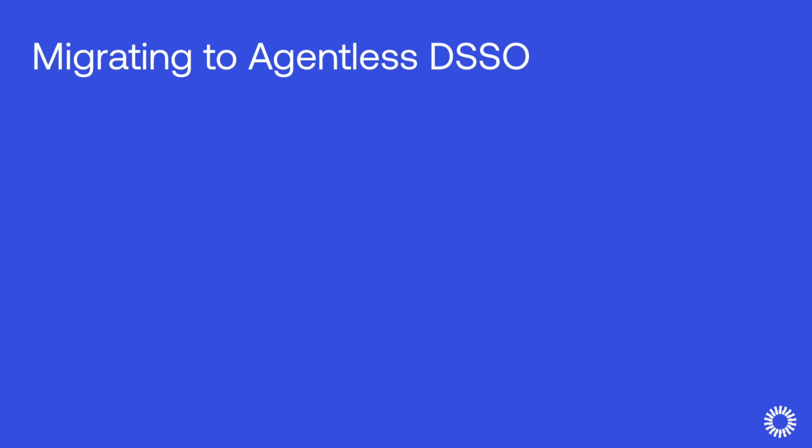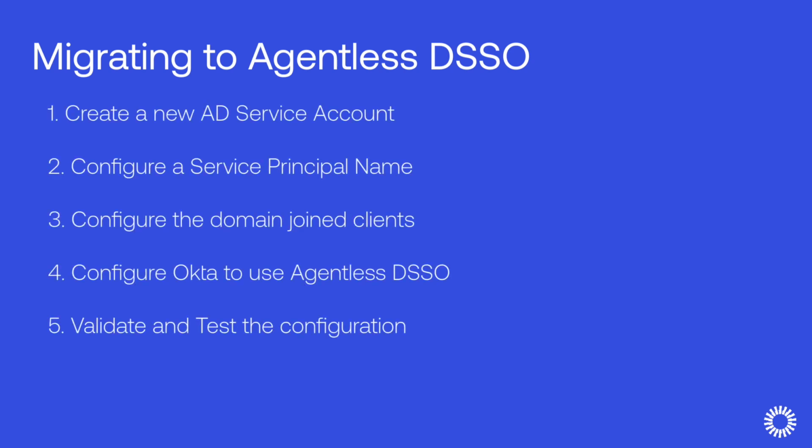In this technical demonstration, we'll go through the process of migrating from an on-prem desktop single sign-on using IWA routing rules to Okta's agentless desktop single sign-on. In order to complete this configuration, we'll need to add a new service account in Active Directory and configure the service principal name, or SPN. We'll then take a look and configure the client browser setting changes that can then be pushed using group policies. We can then enable and test agentless desktop single sign-on in the Okta Classic org.